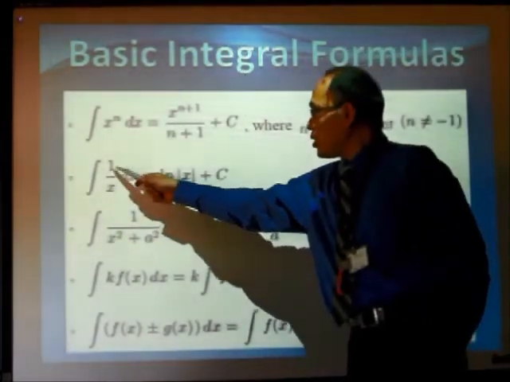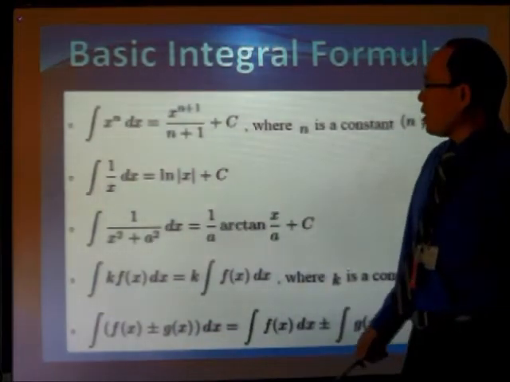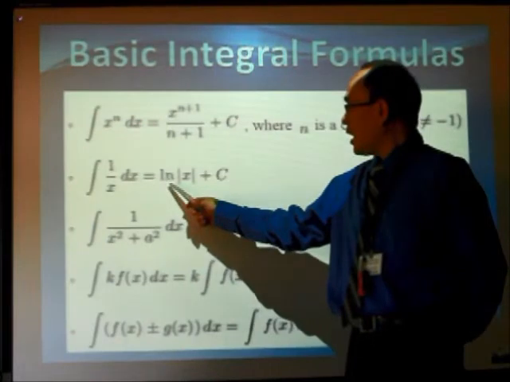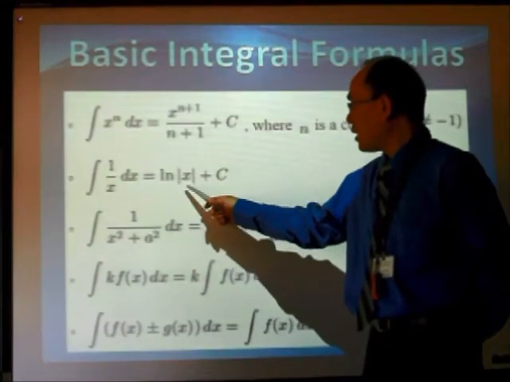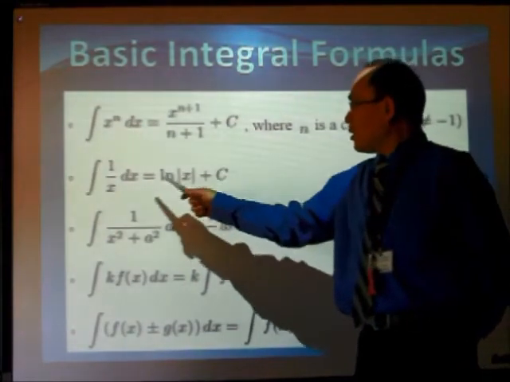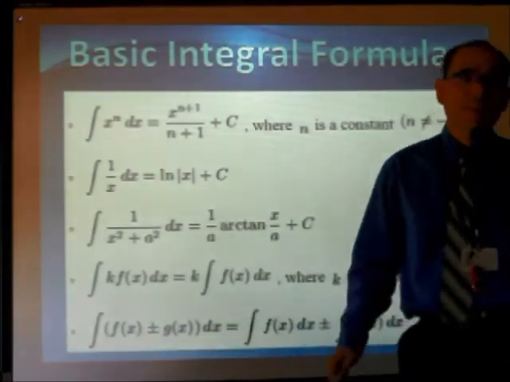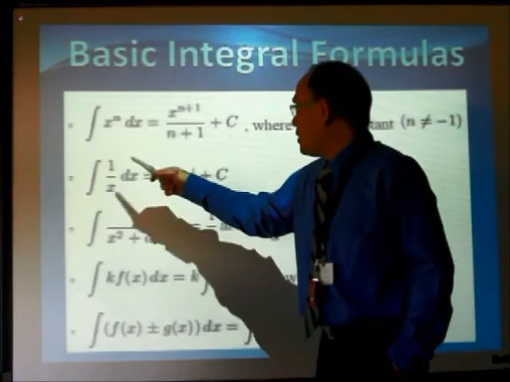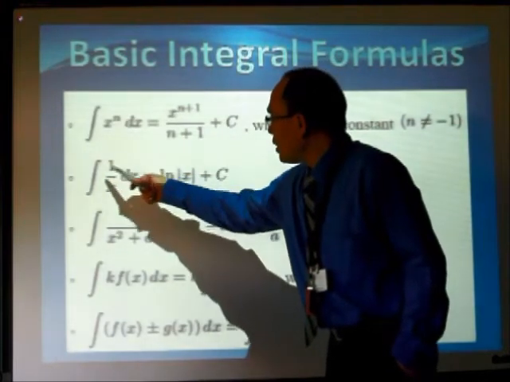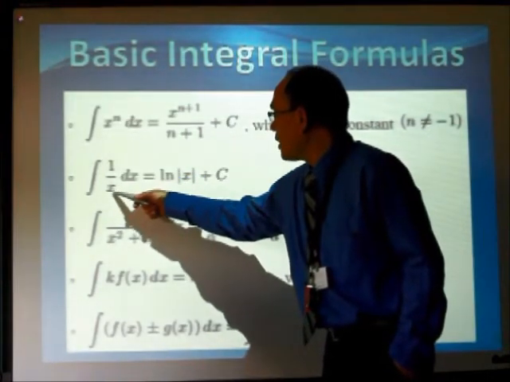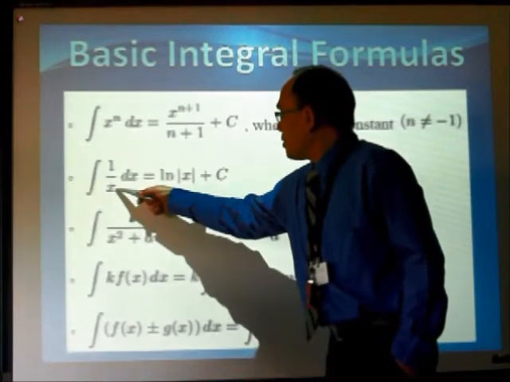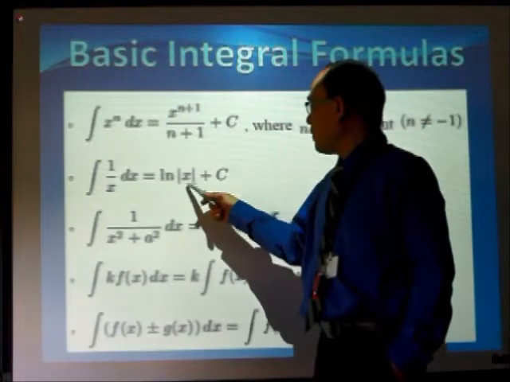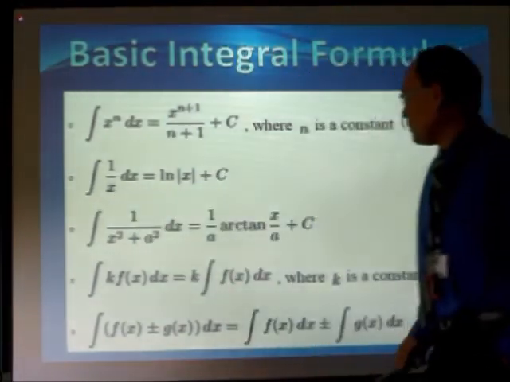The second one is the integral of 1 over x dx, which is the ln of the absolute value of x plus c. What does this mean? This means that if the numerator is the derivative of the denominator, the integral of that is just the natural log of the absolute value of the denominator.